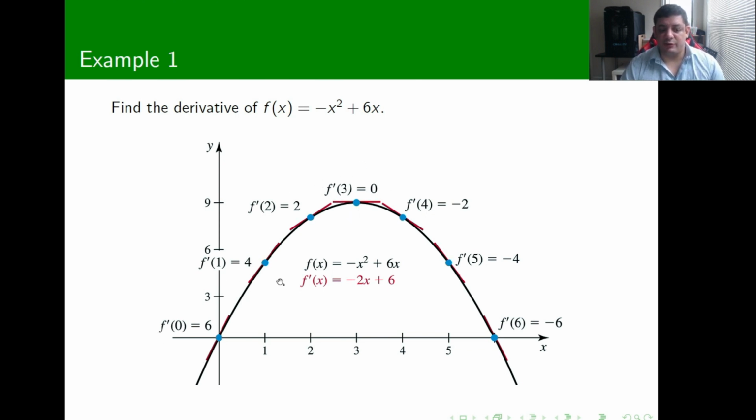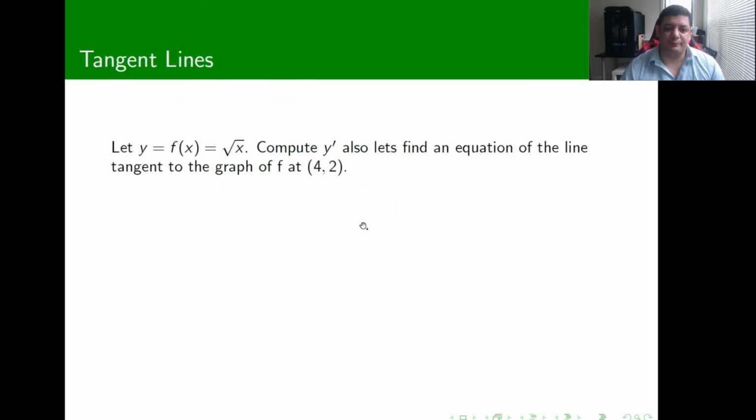We can either see transitions from positive to negative, or negative to positive, or maybe don't have a transition, but it's a good point to check. Okay. Now let's use this idea to find and compute the equation of a tangent line again in the graph of f with the point (4, 2).